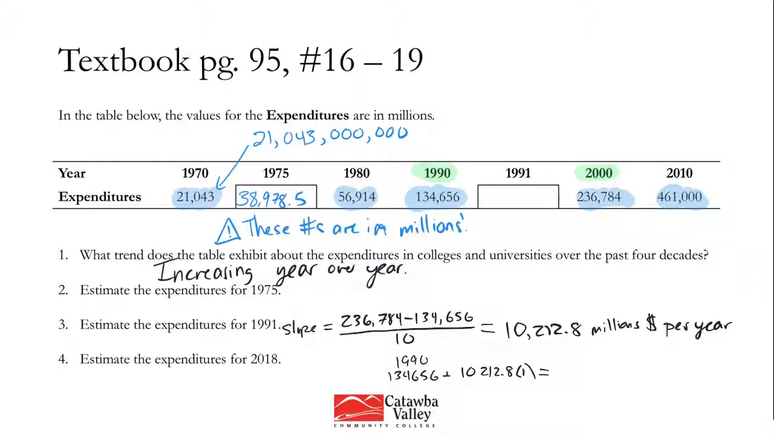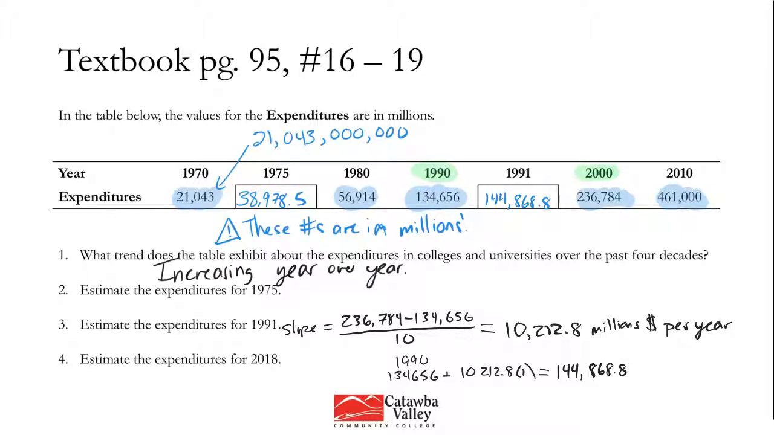So if I go ahead and quickly type in that calculation, 134,656 plus 10,212.8, I get 144, technically that's billion, 868 million, and then 0.8, which would make it 800,000. But nonetheless, we got the number that we wanted, which should be the same calculation here. I just filled it in the table. Alright, so we got those two numbers.